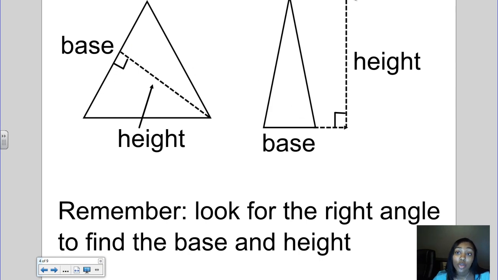Then sometimes you'll see a dotted line outside of the triangle, and this shows you what the height of the triangle is, meaning how tall the triangle is. Again, you're looking for that right angle square, and it's touching the base, which is down here, and it's touching the height. So anytime you're trying to find the area of a triangle, you first have to locate the base and the height, and remember to look for the right angle square.